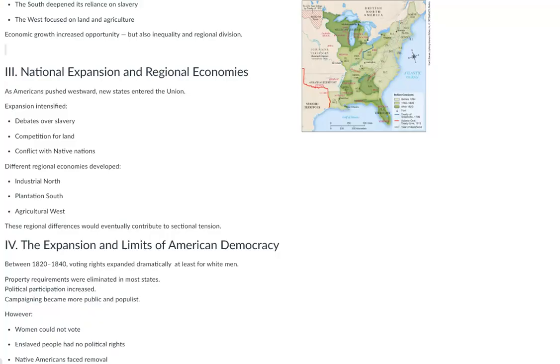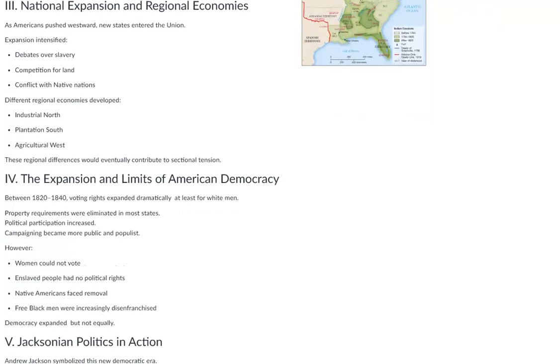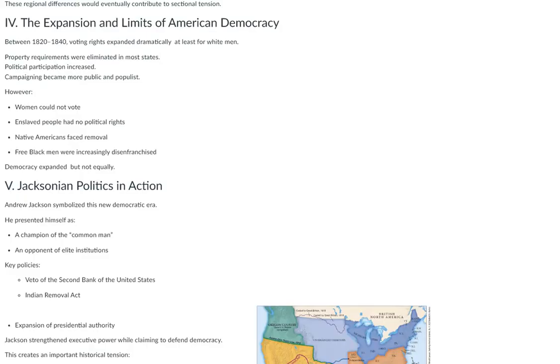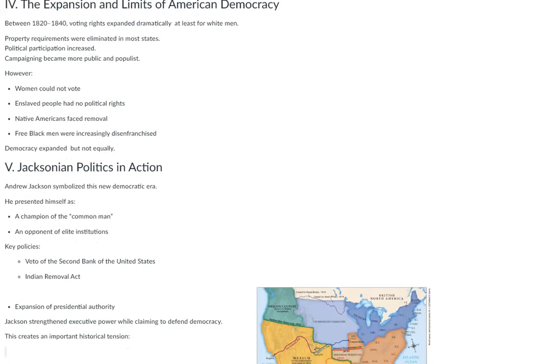And then the expansion and limits of American democracy. Let me scoot this down for you. So between 1820 and 1840, voting rights expanded dramatically, but only for white men. So used to, you would have to be a member of a certain church and you had to own property in order to be able to vote. They got rid of being a member of a church fairly early on, like when we were still colonies in most of those colonies. So most of the states didn't have that requirement anymore. You did have property requirements though, and those are going to be eliminated in most states during this 20-year time span. And what that allows is for the middle class and sometimes your upper poor class to come in and be part of political participation.